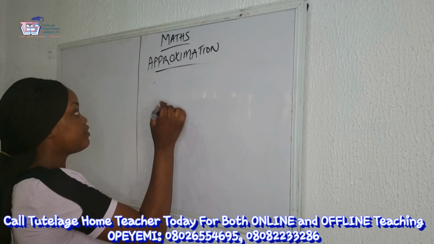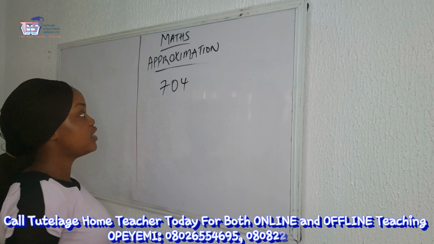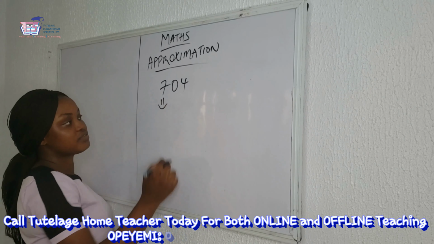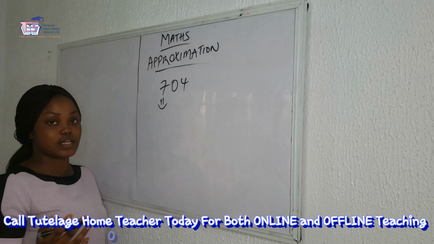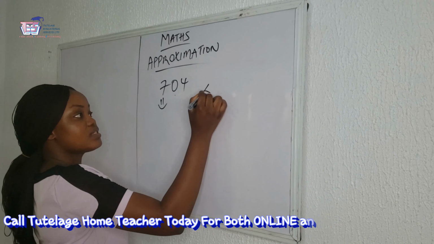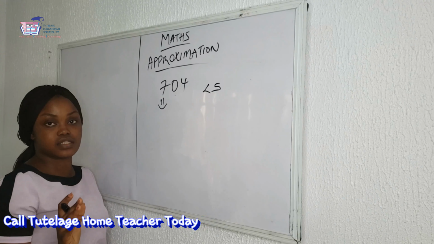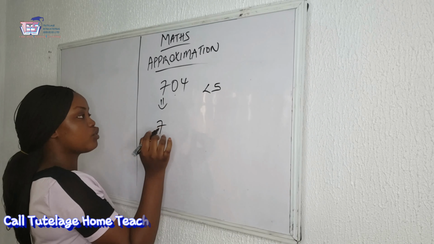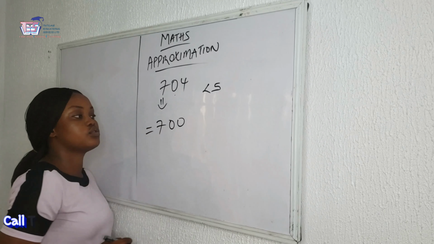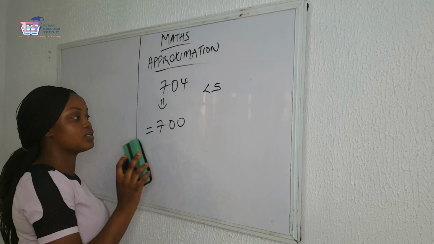Now another example, if you are given 704 and you are asked to approximate 704 to the first significant figure. What is the first significant figure here? You have 7. 7 is the first significant figure. Like we did in the other example, you look at the next number. The next number is 0. 0 is less than 5. So what do we do? We leave 7 as it is. We are not going to change anything. The answer becomes 7, then all other numbers become 0. 700. So this is the answer for approximating 704 to the first significant figure.